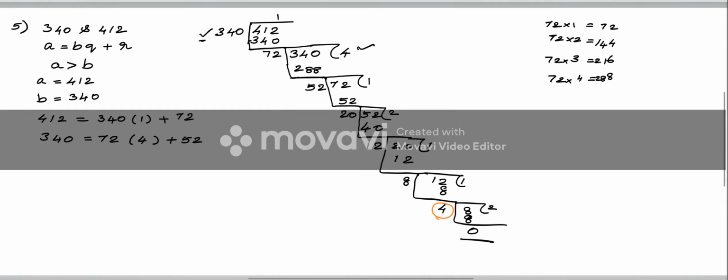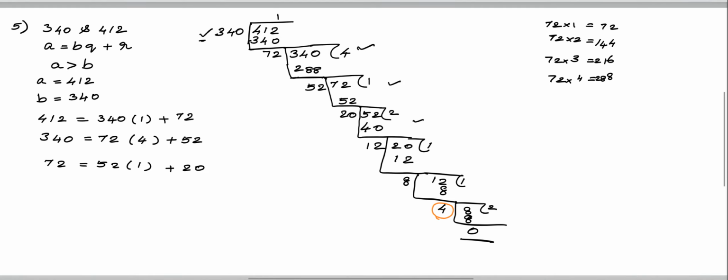Got it? Come to the next step. Here, your dividend is 72 and your divisor is 52. Your quotient is 1 and your remainder is 20. Got it? Next step. Your dividend is 52. Your divisor is 20, quotient is 2 and your remainder is 12. Come to the next step.